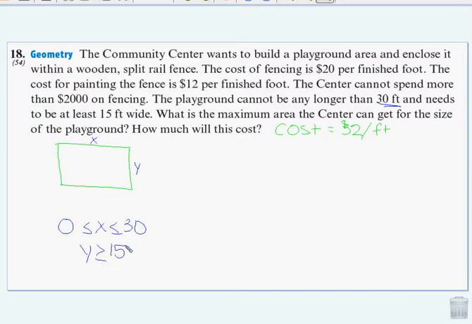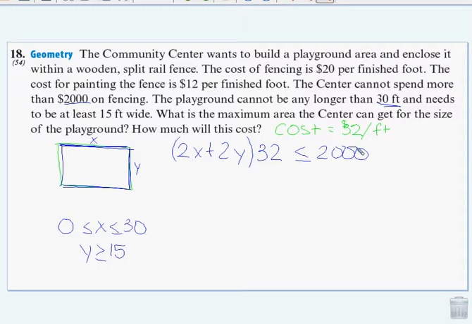All right, so we need to write a cost function yet. Think about what it's going to cost us. How many of these sides do we have? We've got 2 of these sides, and we've got 2 of these sides. So it's going to be 2x plus 2y. That's the perimeter. This represents the total perimeter, and how much is it going to be for every foot? $32. So we know that that is a true statement, and it has to be less than or equal to $2,000.